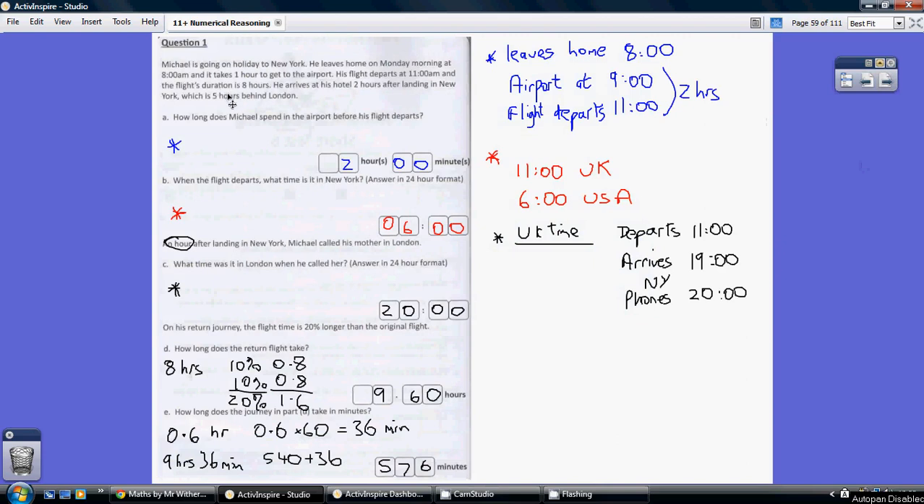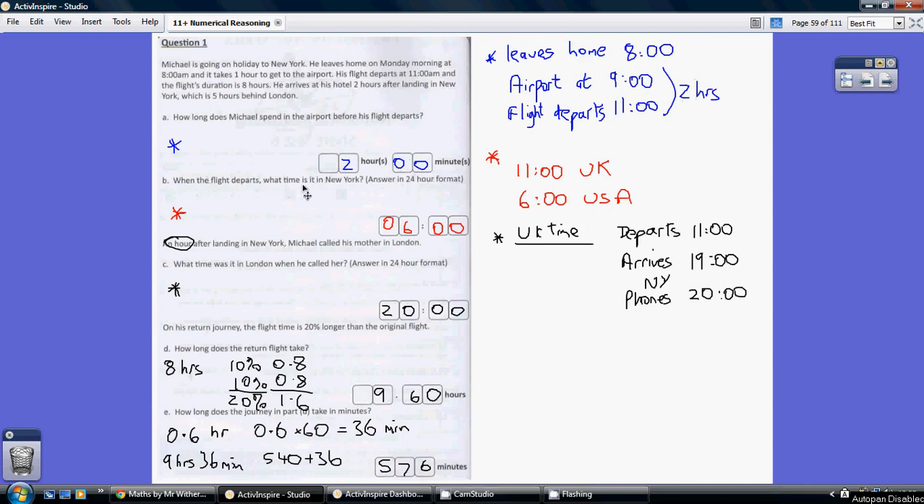Okay, so how long does Michael spend in the airport before his flight departs? Well, we know he leaves home at 8 o'clock, so he arrives at the airport at 9 o'clock, 1 hour later, and we know that his flight departs at 11. So he arrives at the airport at 9, flight departs at 11, so he spends 2 hours at the airport before his flight departs, 2 hours, 0 minutes.